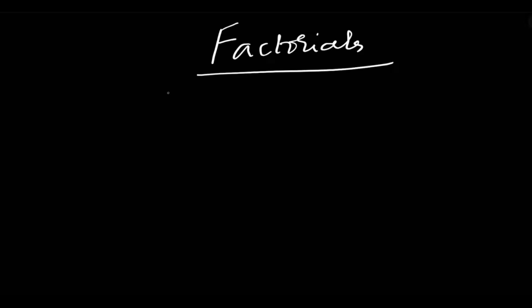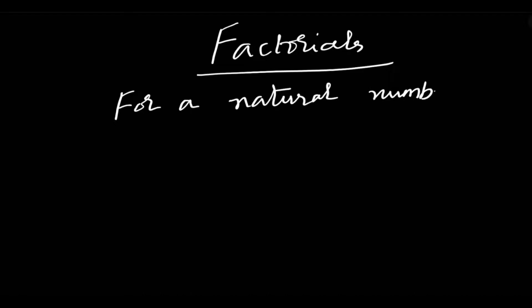Now let us see factorials. What is factorials? Factorials is nothing but, let us say you have a natural number. We are considering here only the natural numbers. Hope you all know what a natural number is, right? 1 onwards, all the whole numbers 1, 2, 3, 4. That is the set of natural numbers.